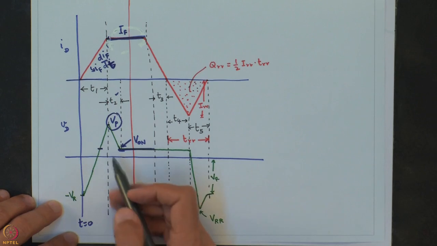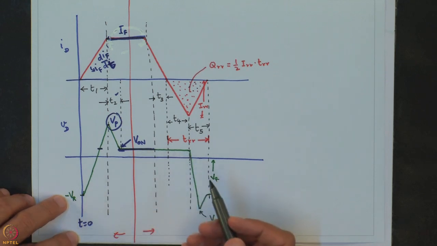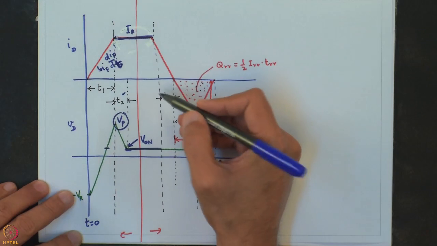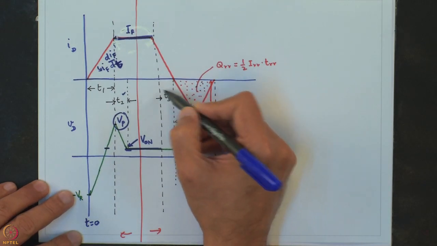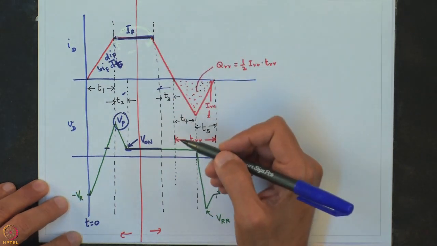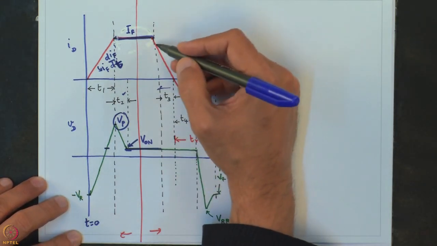So this is a forward recovery time which a diode needs to turn on. Now coming to the switching off characteristics of the diode, let us say that at the beginning of this interval T3, which I have just marked here, the circuit conditions are now such that the diode is now about to start turning off.